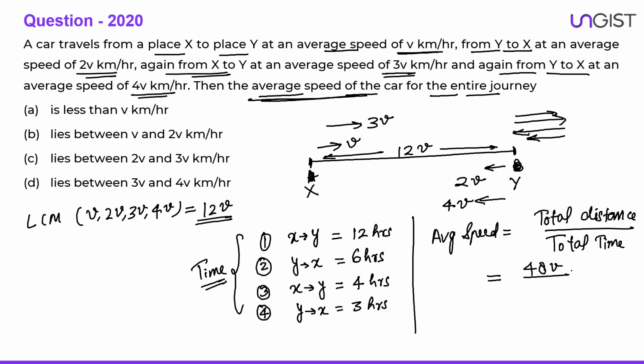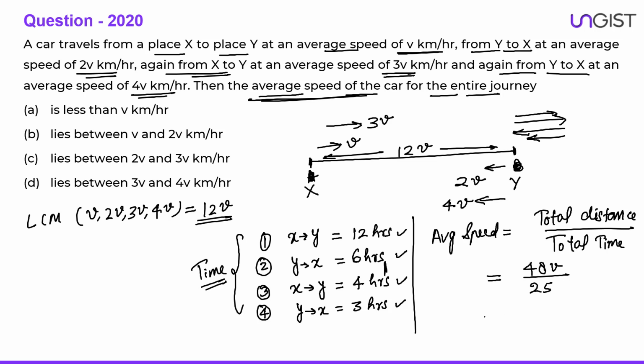And total time taken is what? Just add all these 4 times: 12 plus 6 plus 4 plus 3. So 6 plus 4 is 10, 12 plus 3 is 15, so total time taken is 25 hours, right? So everyone, 48 divided by 25.